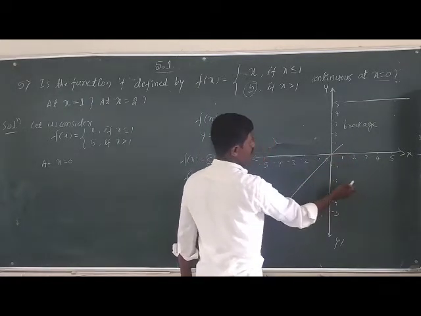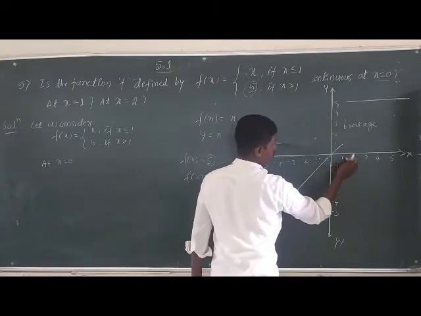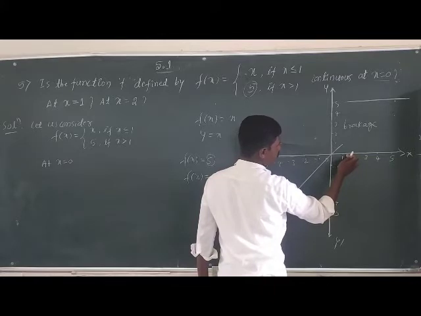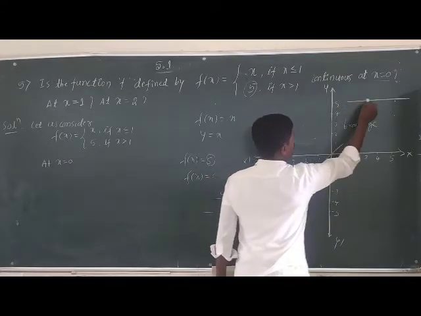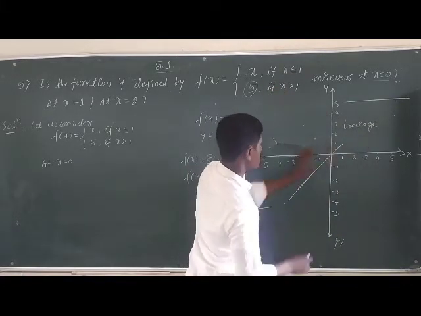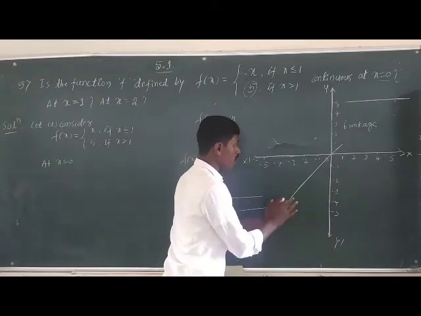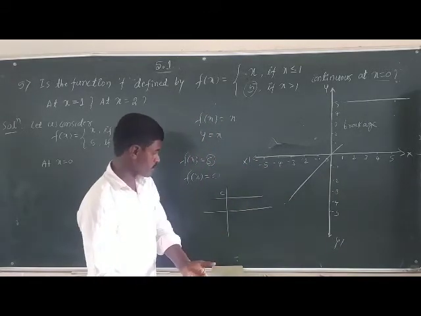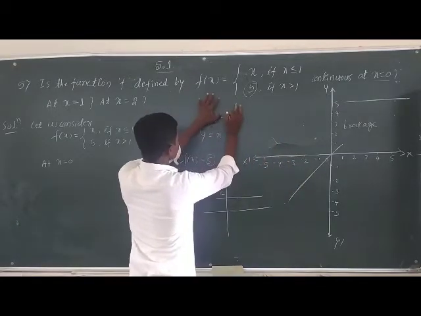And what happens when the value of x is greater than 1? For any value of x greater than 1, that is 1.5, 2, 3, 4, 5, etc., the function is continuous. So for x less than 1 and greater than 1 it is continuous, but exactly at x equal to 1, the function is discontinuous. Okay, so this is the graphical representation of the continuity of the function.